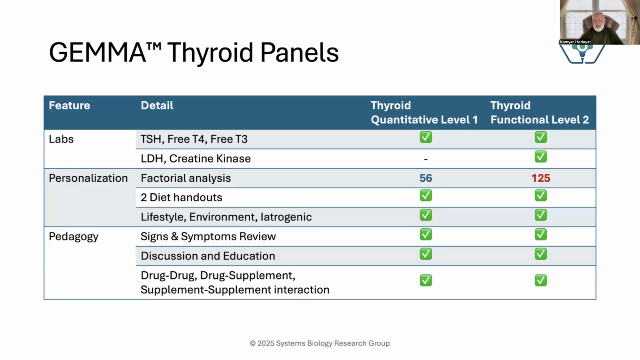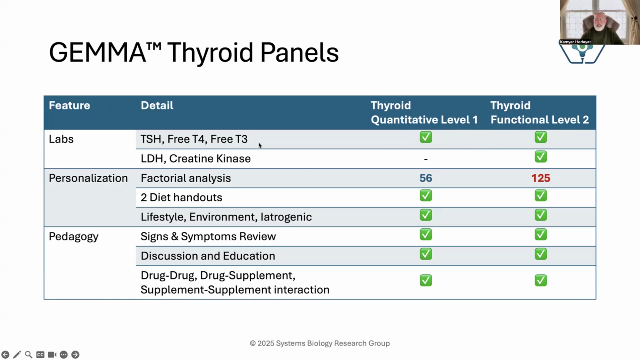So let's introduce the two panels. We have the thyroid quantitative level 1 and the thyroid functional level 2. Both panels use the basic set of thyroid hormone measurements, TSH, free T4, and free T3. Now, if you're ordering a thyroid quantitative or functional level 2, you only need two of these three to still get in-depth personalized results. That could be TSH and free T4, or free T4 and free T3.